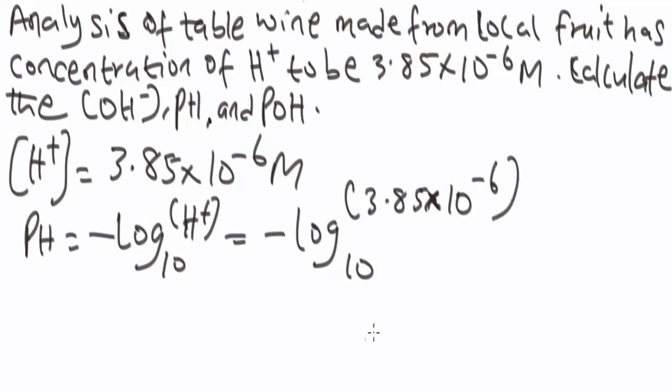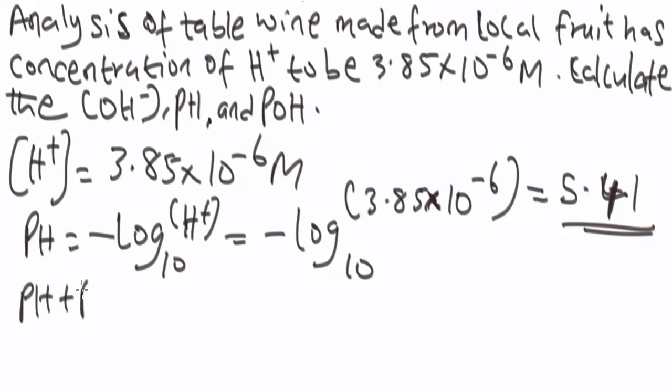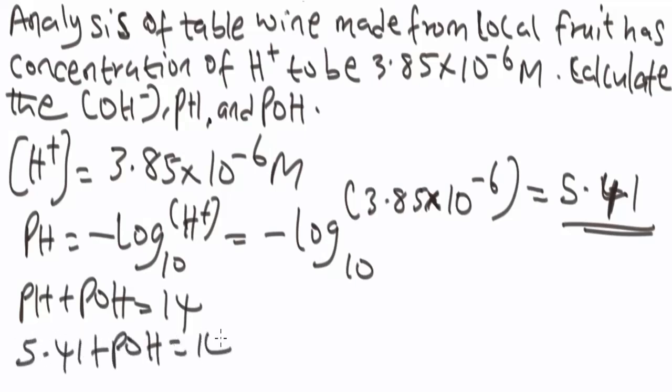So let me punch in my calculator. It's going to give 5.41, if we are leaving it in two decimal places. Now that we have the pH, you get the pOH. Remember, pH plus pOH equals 14. We now have the pH, so when you put the value, it's going to be 5.41 plus pOH equals 14.